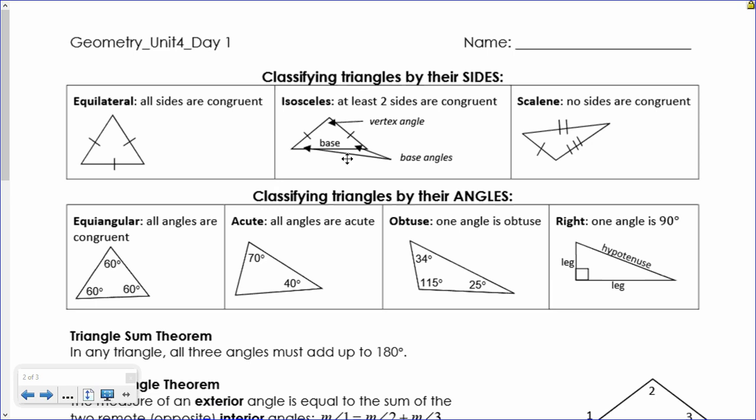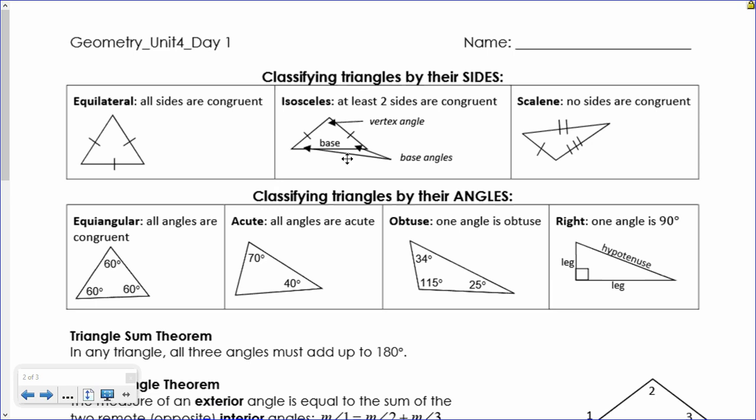Now this is very important because we're going to learn a theorem down here. It's kind of cut off on the screen, but in the next section of your notes, we're going to talk about something called the base angles theorem. That's why this vocabulary is very important. The side that's not congruent to the other two is called the base, and the angles along the base are called base angles.